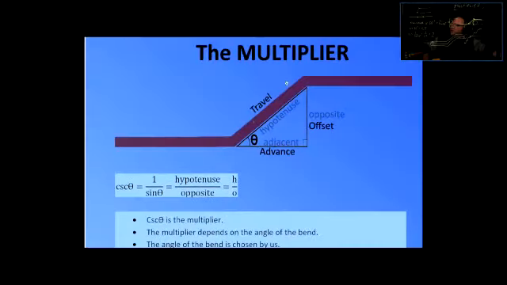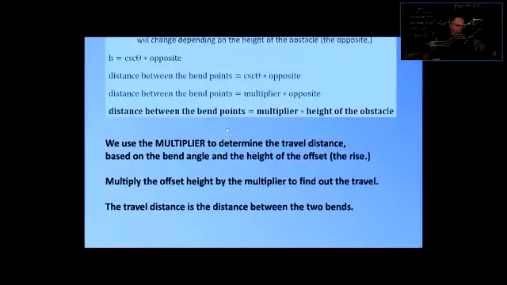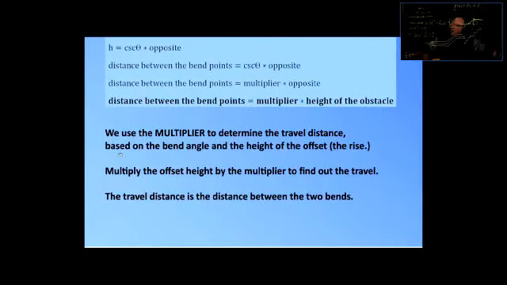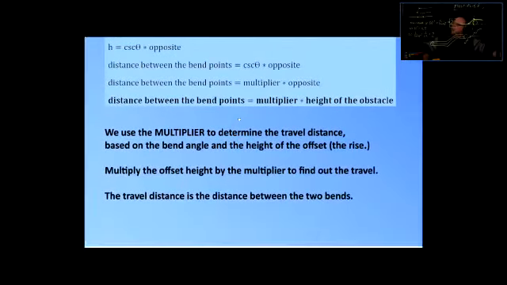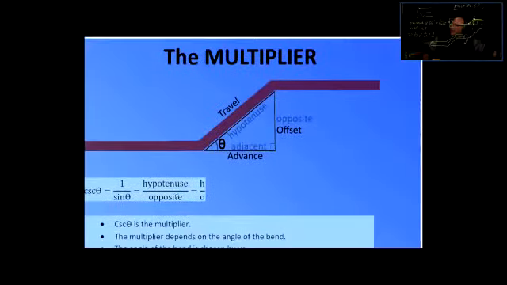Remember, there's the travel distance, based on the bend angle and the height of the obstacle, or the rise. Sometimes this is called the rise. How much do we rise here, okay? Multiply the offset height by the multiplier to find out the travel. The travel distance is the distance between the 2 bends. That's how you make the 2 marks.